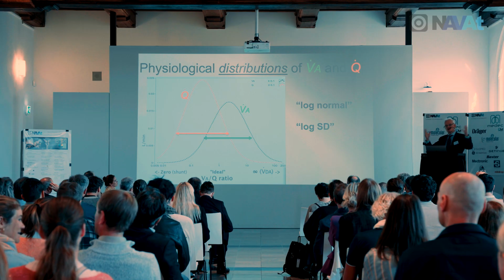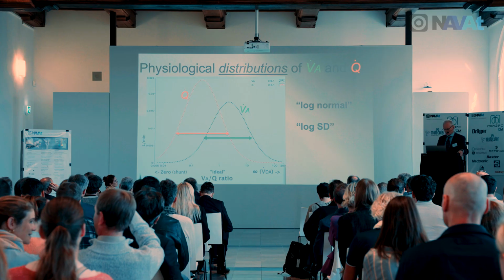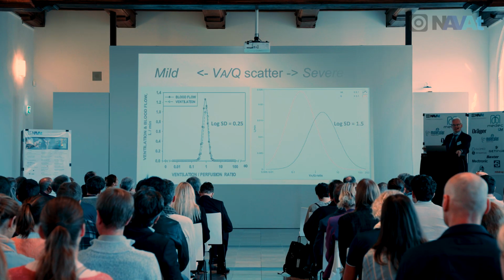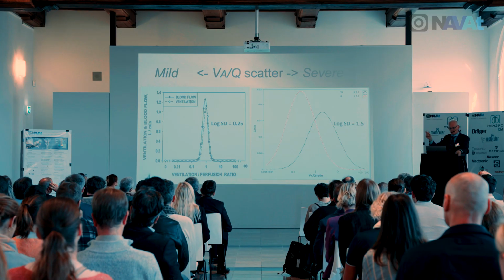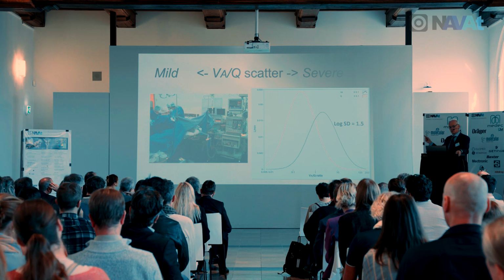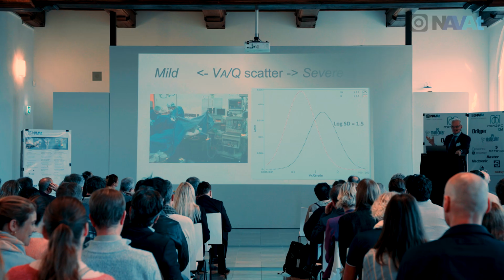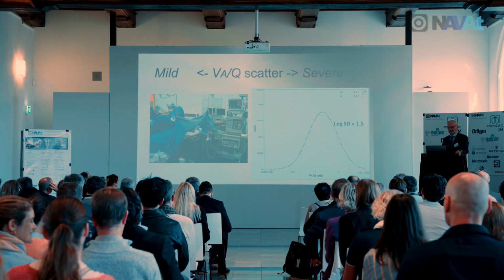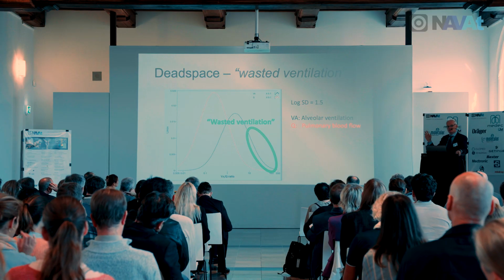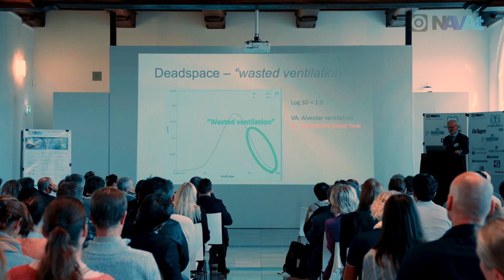And you can measure the degree of mismatch and scatter from the log standard deviation of those Gaussian distributions. So your lungs hopefully look like the one on the left, with tightly matched narrow distributions, but your anaesthetised patients will look like the one on the right, with a log standard deviation of typically between 1.25 to 1.5, with significant VQ mismatch. And the whole concept of that old-fashioned term of waste of ventilation comes very clear when you look at distributions like this.